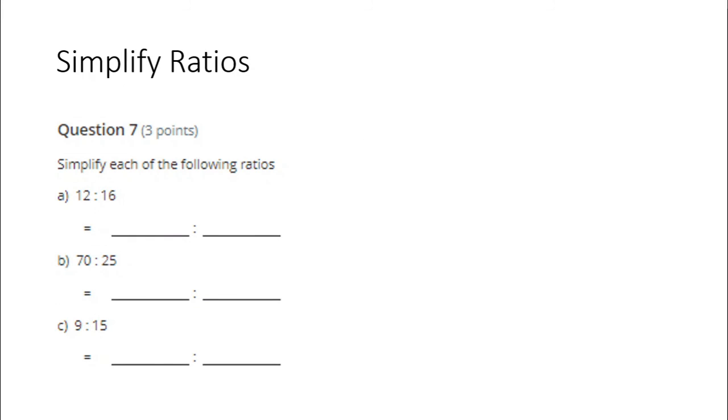Next question is simplifying ratios. So I'm given 3 different ratios here. And to simplify a ratio, much like how I simplify a fraction, I need to find a common factor. That is a number I can divide both sides of that ratio by. For question A, I can divide both 12 and 16 by the factor 4. That's my highest common factor for 12 and 16. 12 divided by 4 is 3, and 16 divided by 4 is 4. So my simplified ratio is 3 to 4.